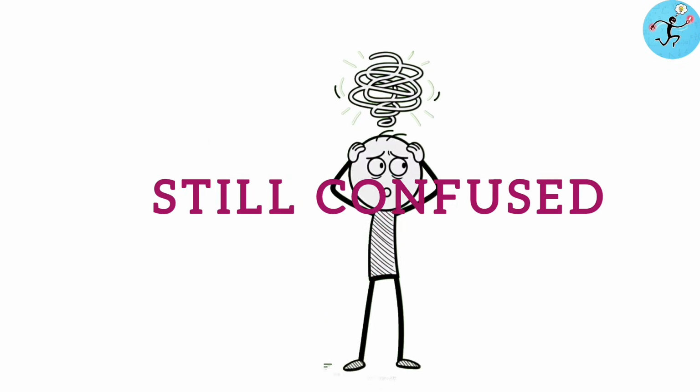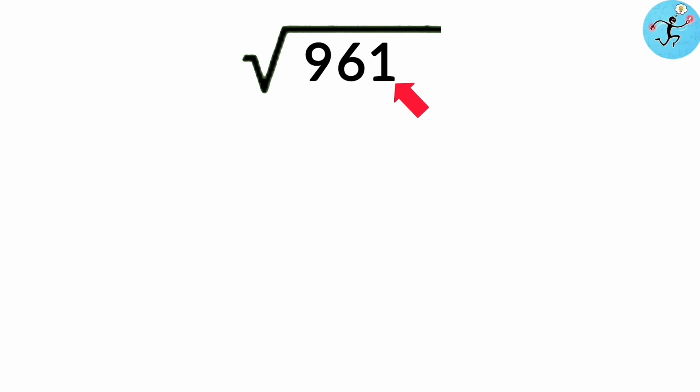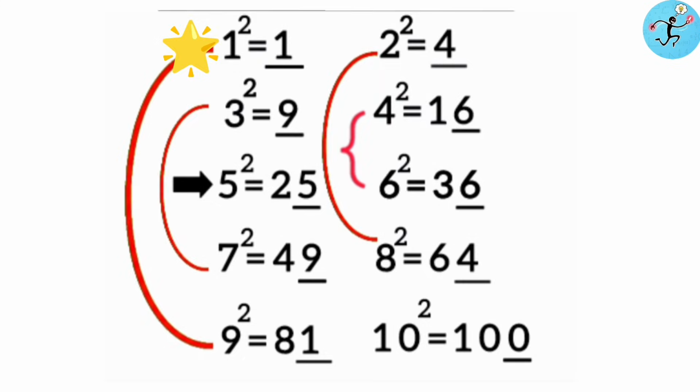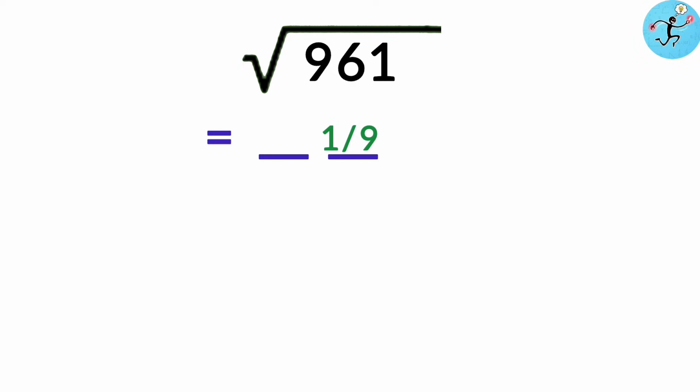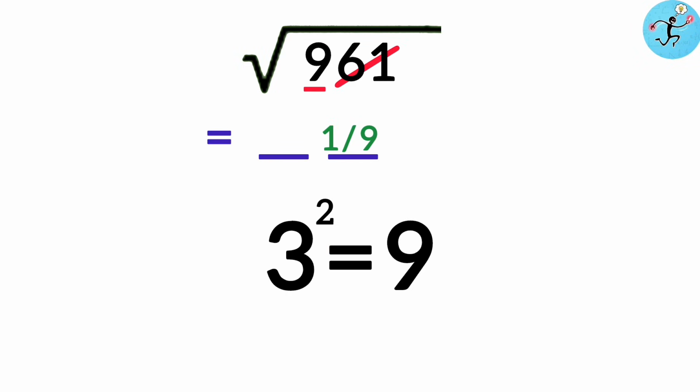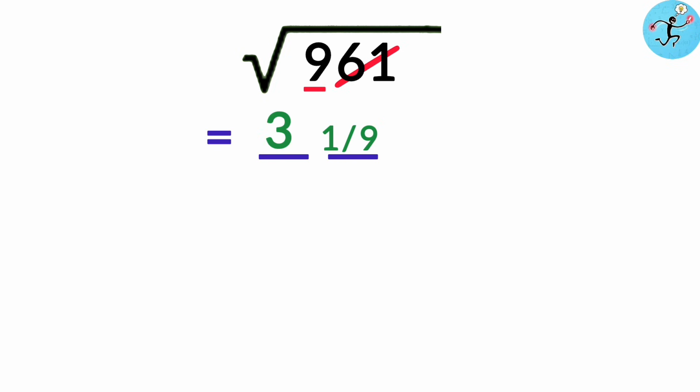Let us try another example. Find the square root of 961. Look at the last digit. 961 ends in 1, so the square root must end in 1 or 9. Now, ignore 61. Focus on 9. 3 squared equals 9. That tells us the first digit is 3.